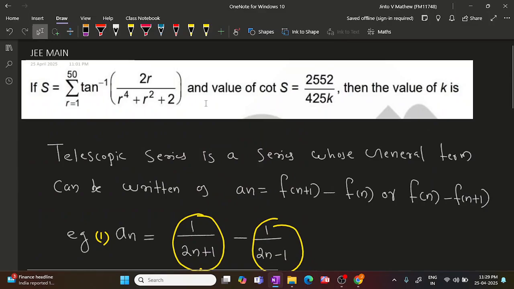Now let us go back to our problem. S is given to us: S is equal to the summation from r equal to 1 to 50 of tan inverse of 2r by (r^4 + r^2 + 2). And the value of cot S is given as 2552 divided by 425k. Then the value of k is? Let us first calculate S.